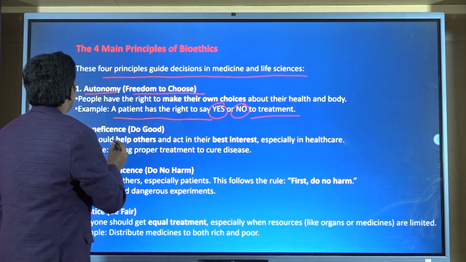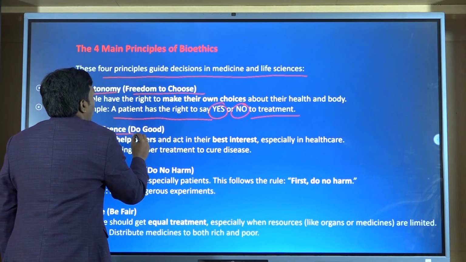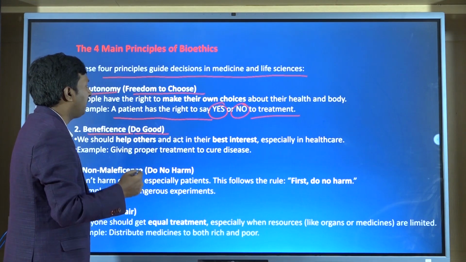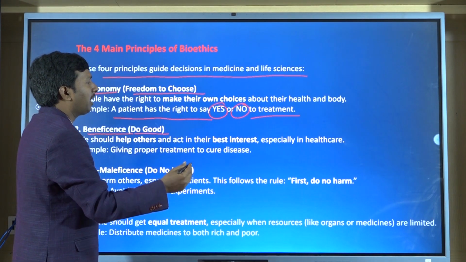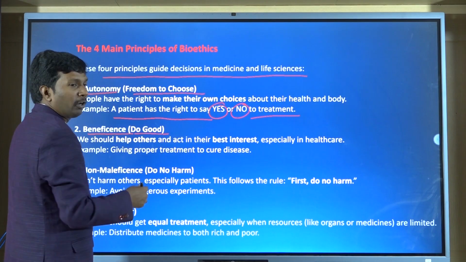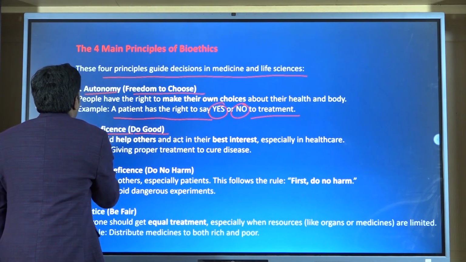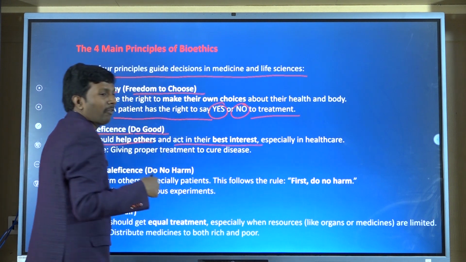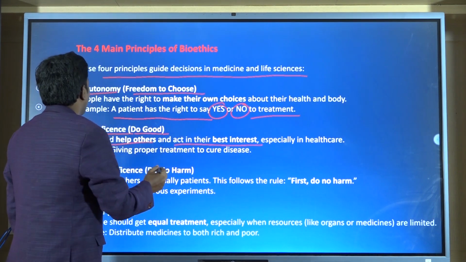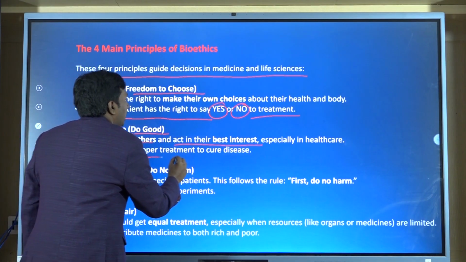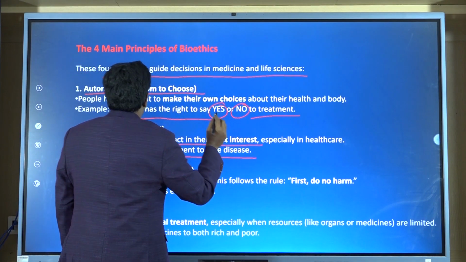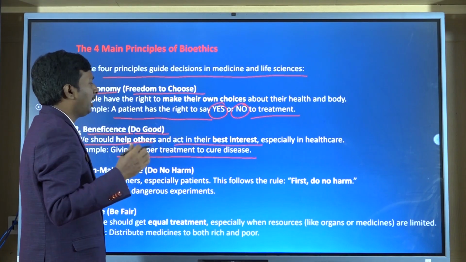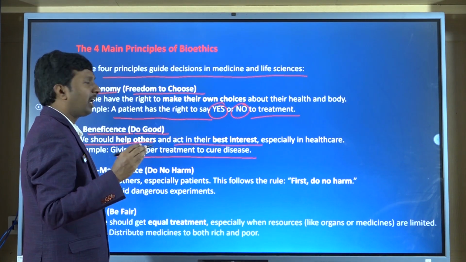So next one is beneficence, do good. This is the second one. We should help others and act in their best interest, especially in healthcare. In the healthcare sector, we should help others act in their best interest. So we have to help each other. For example, giving proper treatment to cure diseases. We have to treat the patient with better treatment, right?